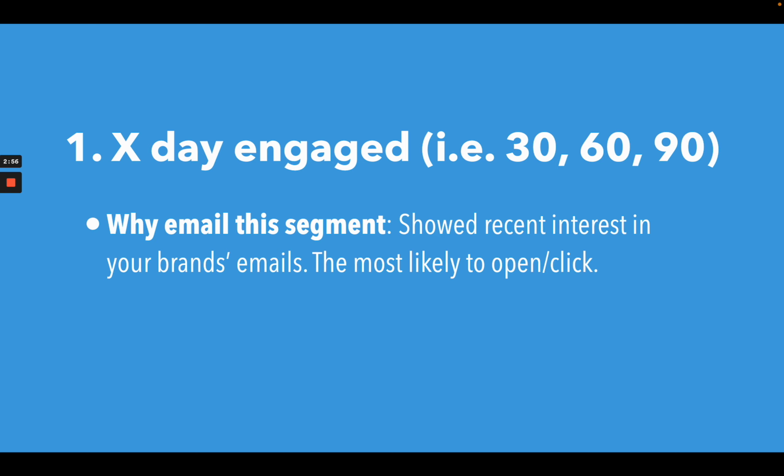This segment showed recent interest in your brand's emails, and they're most likely to open and click. Obviously for things like domain health, it's important to be getting 20% open rates and click rates of 3% or above. A really good way to do that is to email people who, as I say, are most likely to open or click.